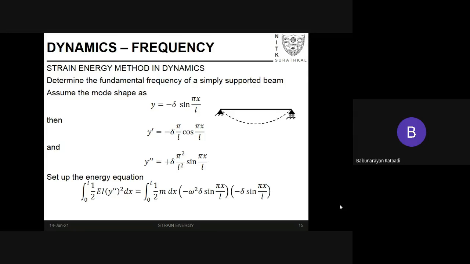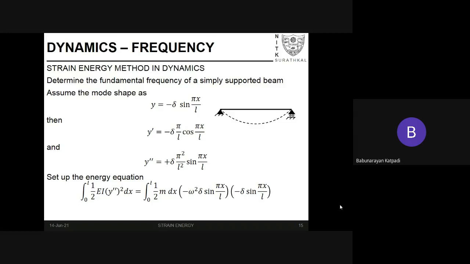We should be very careful in assuming the equation for the shape. We assume it as y is equal to minus delta sine pi x by L, where delta is the maximum displacement at the center, as the mode shape. y is the displacement. The first differential gives me the slope. The second differential should give me the curvature. Y double dash is the curvature.